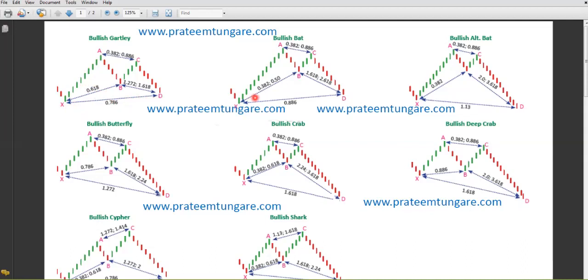Let's come to the second pattern, the bullish bat. If the value of XB is anywhere between 0.382 to 0.50 Fibonacci ratios, then it can be a probable bat pattern. And if it is a bat pattern, the XD ratio should be 0.886. Very, very simple. The more you practice, the more you will get conversant with these ratios.